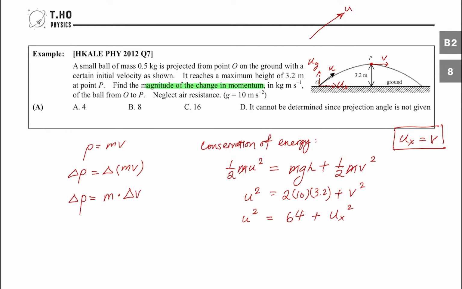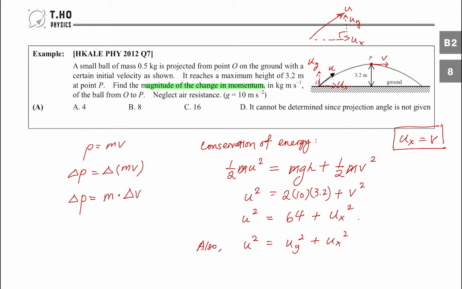This is the initial velocity u. This is the horizontal component ux. And this is the vertical component uy. I purposely moved the uy to this side so it forms a right angle triangle. By this right angle triangle, we can write an expression: u squared is equal to uy squared plus ux squared, by Pythagoras' theorem.